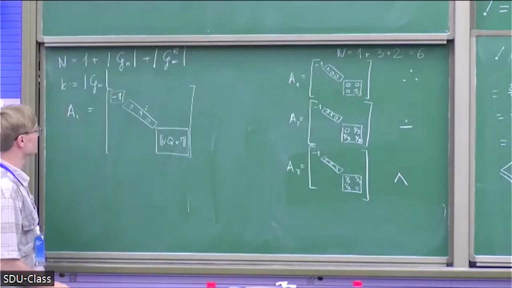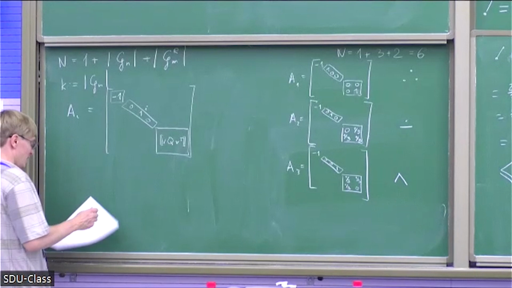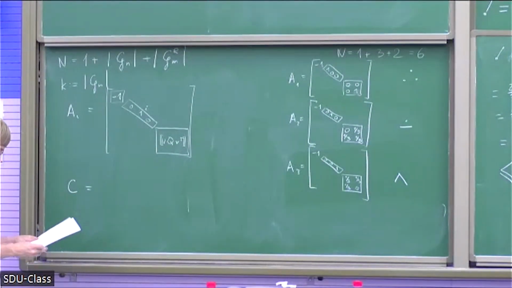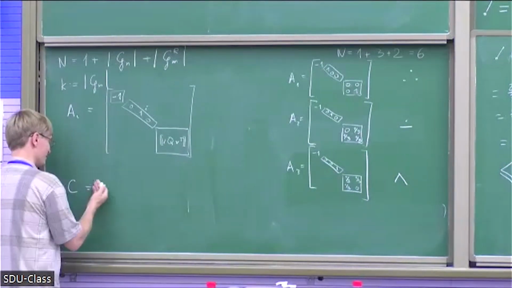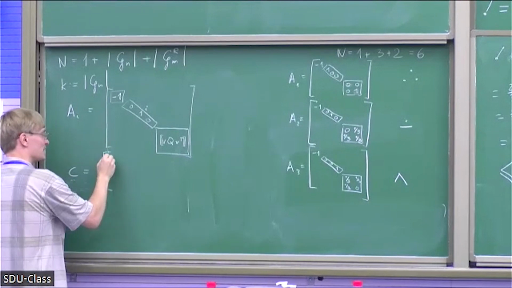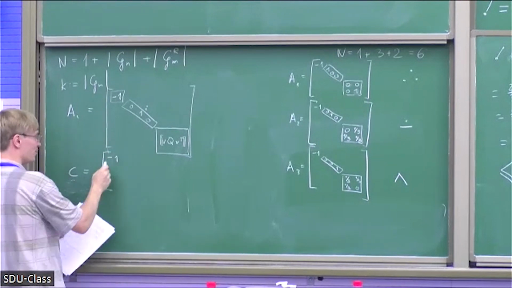Okay, so these are matrices Ai. Matrix C. Matrix C is very easy. So it has -1 in this first corner.